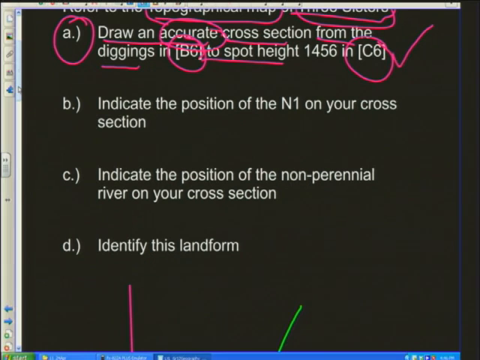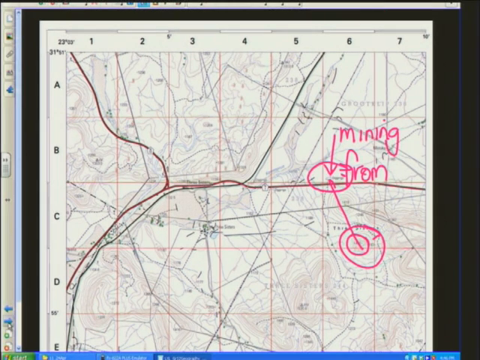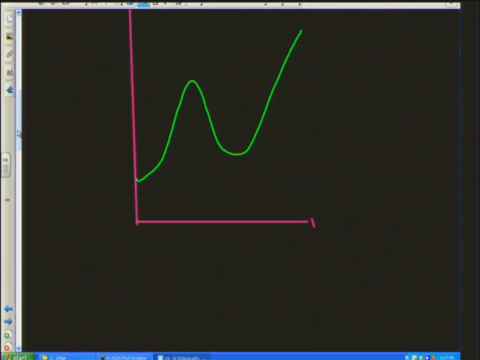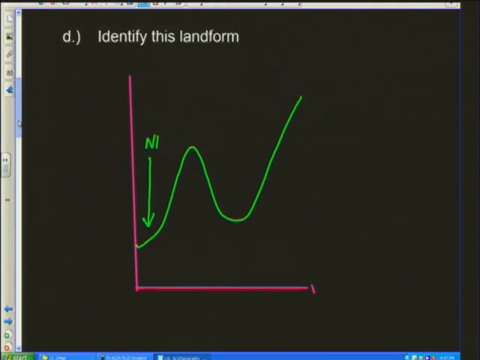Let's go back to the questions. Indicate the position of the N1 on your cross-section. Let's go to the map, and I'm going to look at the N1. Note the N1, which runs across my line. It falls between the diggings and the contour line. So, going back to the cross-section, I'm going to interpolate the N1, which is at this point. N1. The next question.